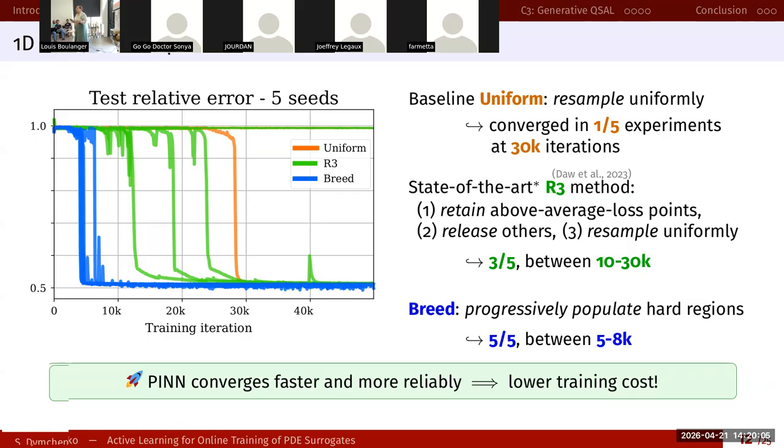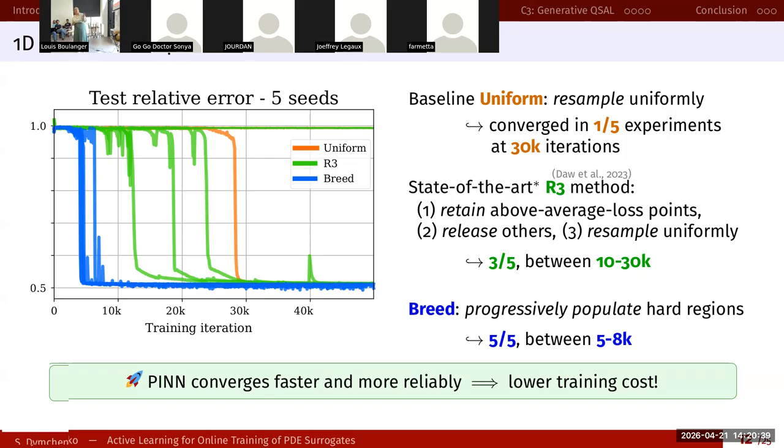As well, the mixture between the uniform and non-uniform distribution is not controlled precisely with some hyperparameter, as it's done in BRID. From the results, we can see that uniform made the PIN converge only, as we repeat the experiment 5 times, with uniform PIN converge only 1 out of 5 experiments, around 30,000 iterations. R3 did a bit better job with convergence 3 out of 5 experiments, a bit earlier, around 10 to 30,000 iterations.